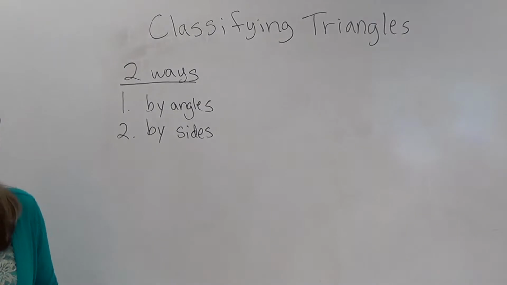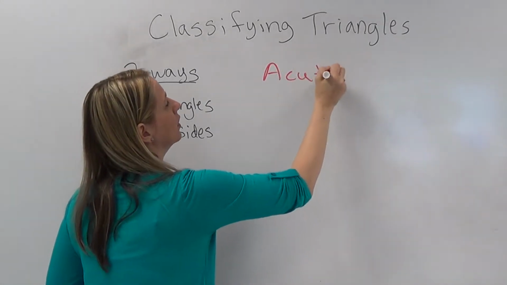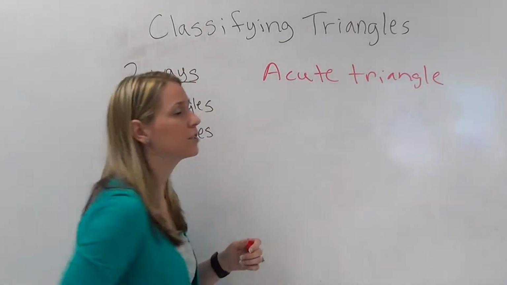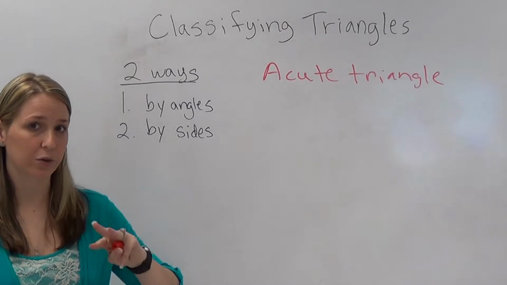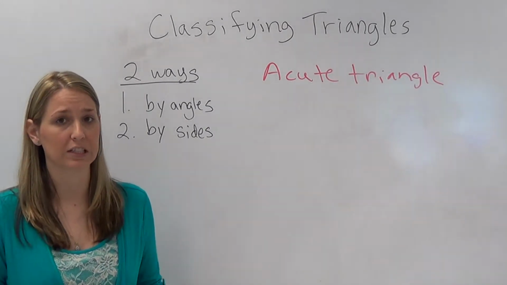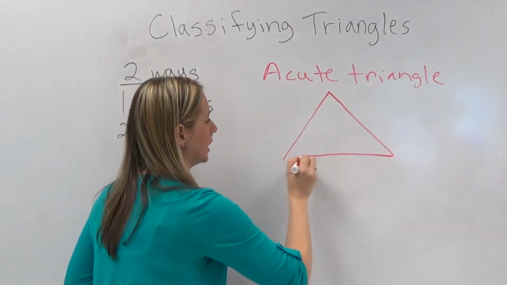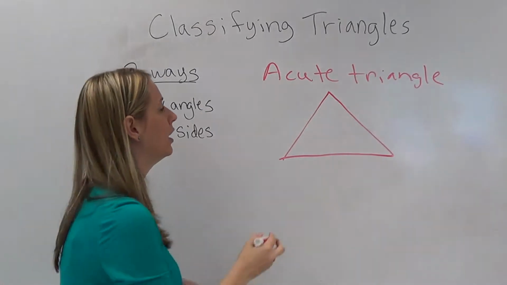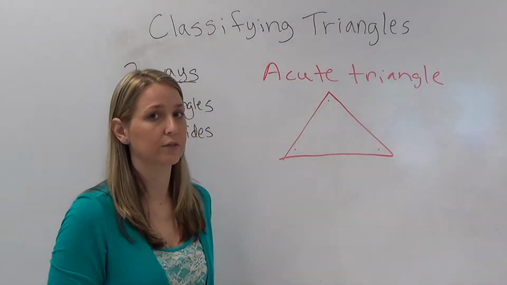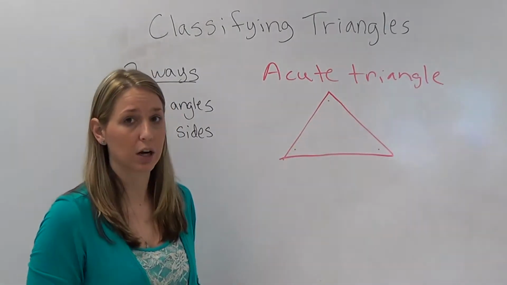First type of triangle is called an acute triangle. And the reason it's called an acute triangle is because it has three acute angles. An acute angle is an angle that is less than 90 degrees. So usually it looks something like this variation. As you can see, each angle is less than 90 degrees, therefore it is acute. So if all three angles are acute, it's called an acute triangle.